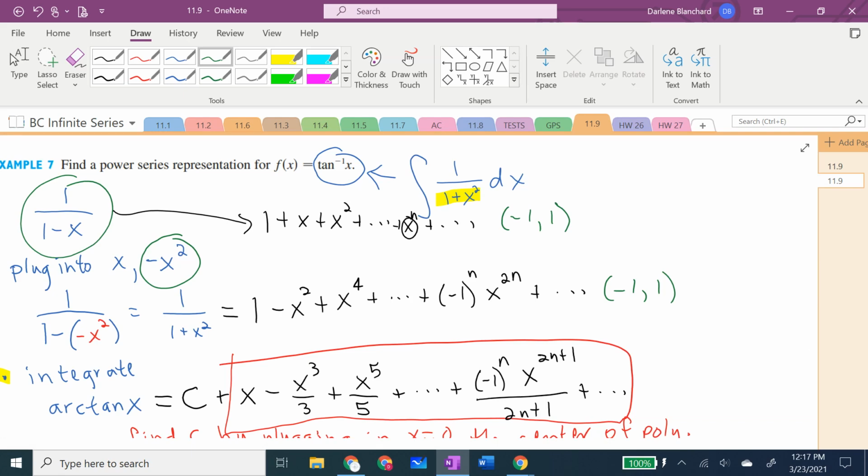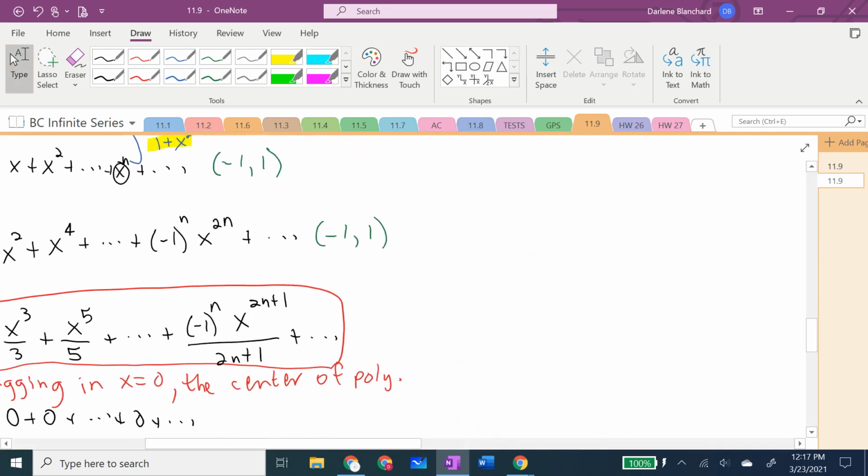Then when we integrated, we're still between negative 1 and 1, but we have opened up the possibility that we might converge at the endpoint, so those need to be checked. So I have my friendly negative 1 to the n, and then I am plugging in my x, and I'll plug that in in a moment.